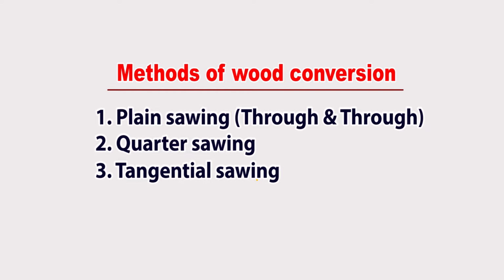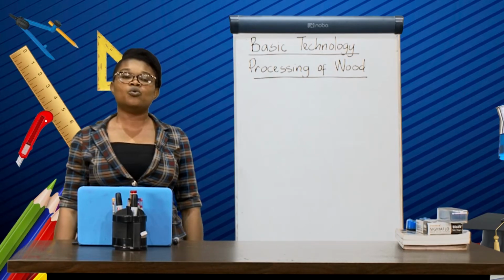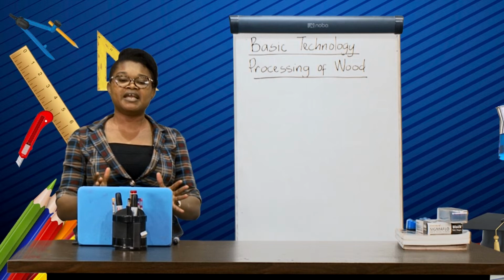I come again. The first one is what? Plain sawing, also known as true and true. The second one is quarter sawing, and the last one is what? Tangential sawing. Very good. Now, we look at the first one, plain sawing.